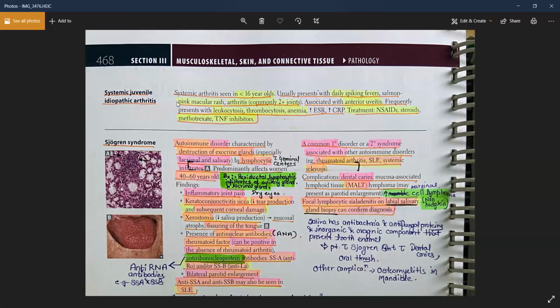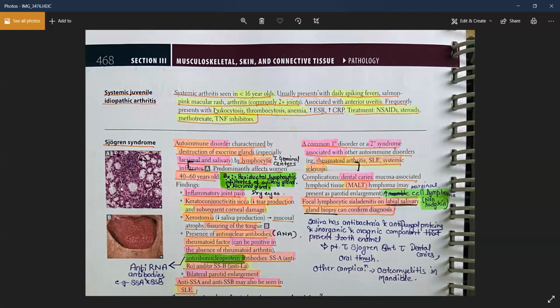A pink macular rash would be there, and arthritis, and generally multiple joints are involved. More than two joints are commonly involved. The patient can also have anterior uveitis because it is a systemic inflammation. It can also involve the uvea. The patient can have an anterior uveitis.